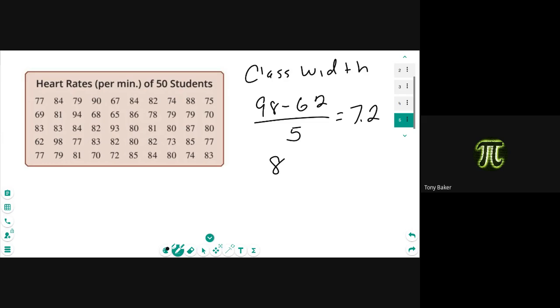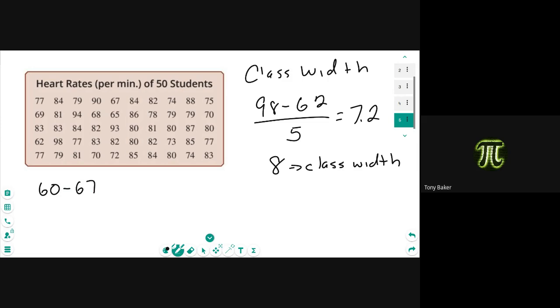So we'll start off at 60. Okay, so we're going to get a little closer to that 62. So 62 what is going to be my first class? 67. Does everybody agree with that? If my class width is 8, I'm starting at 60. I'm going to go to 67.